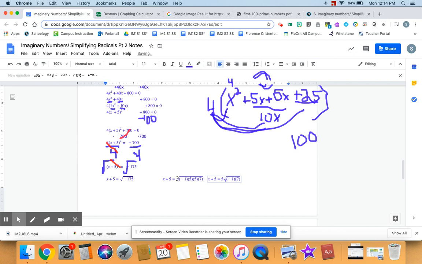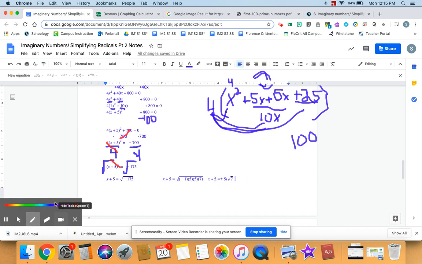Also, the negative 1 can delete and come out front as an i. And then 7 is left under the root. And then don't forget, because it is a square root, you have both the plus and the minus. And finally, to finish this up, x isn't quite alone yet. We need to minus the 5 from both sides. You can't subtract this imaginary number with this real number, so they're just going to look separate. So then I will have 2 answers.